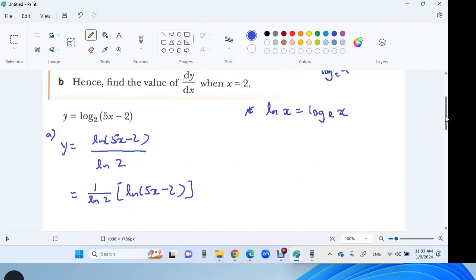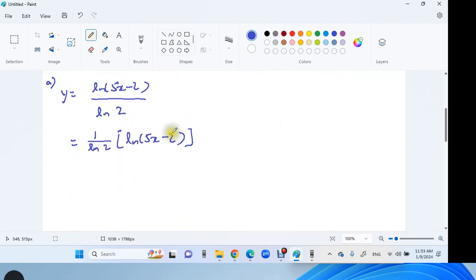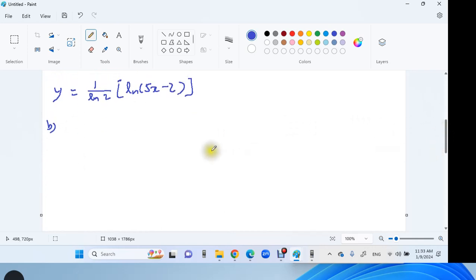For part b, they want us to find the dy/dx when x equals 2. So this is y, then we want to find the dy/dx. So 1 over ln 2 is just a number, a constant. It doesn't have x, so when we do the differentiation, we can ignore it. We can just move it out. So the dy/dx will be 1 over ln 2, and we differentiate this one, which will be 1 over (5x minus 2), multiplied with 5.